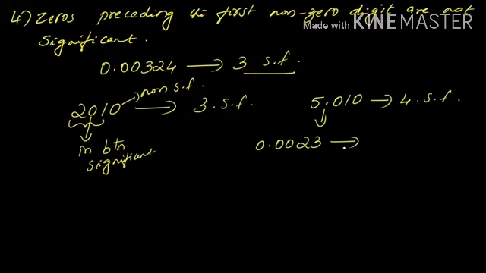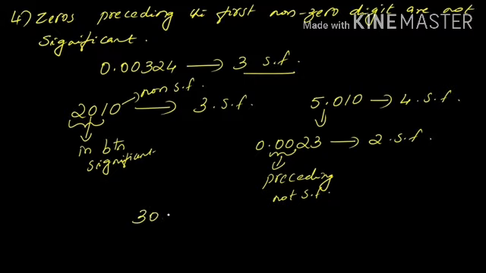Next example, 0.0023. Here the zeros which are coming after the decimal point are after a zero itself, right? It's not after a non-zero digit. Again, we should not count that. So, how many significant figures? 2 significant figures. Next example, 3000. How many significant figures? Here only one significant figure. All the zeros we should not count.